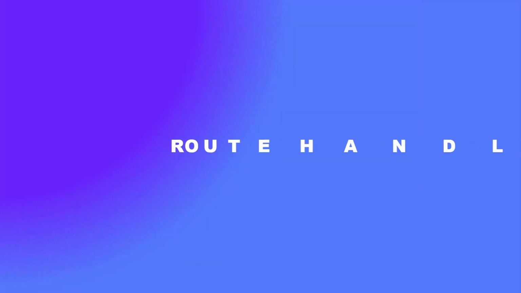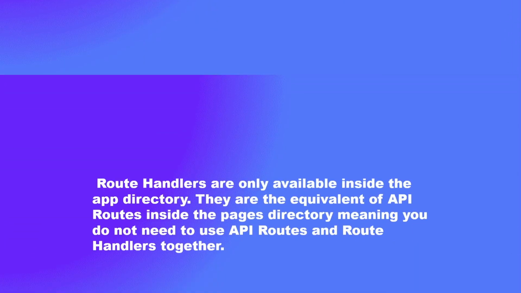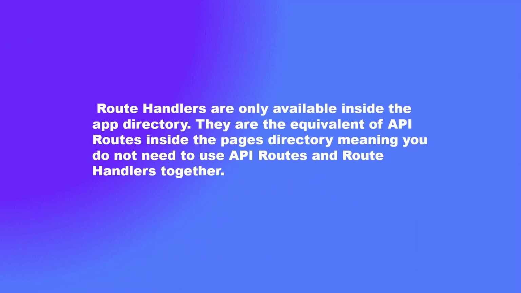In this video, I'm going to explain about route handlers. Route handlers are only available inside the app directory. They are equivalent to API routes inside the pages directory, meaning you don't need to use API routes and route handlers together. The API route in the pages directory and a route handler in the app directory are both the same. We don't need to use both of them together.